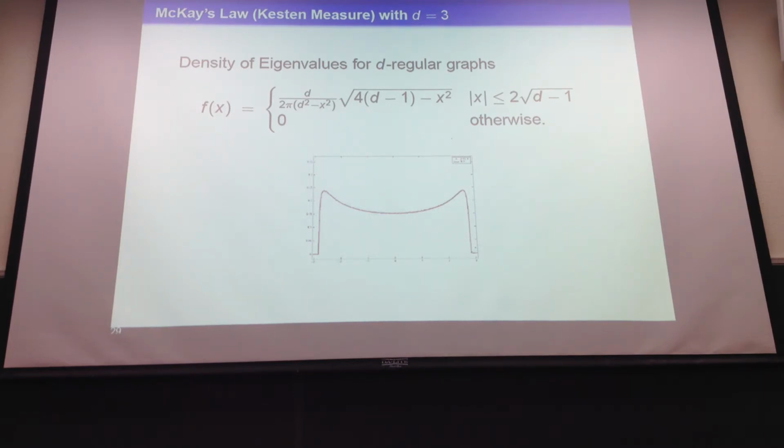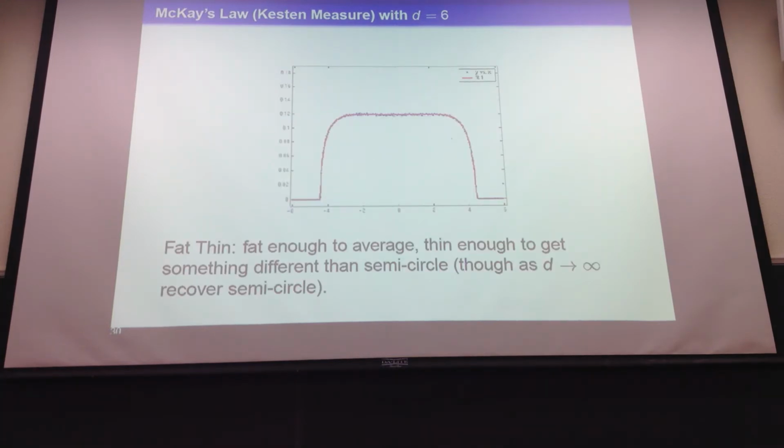It's going to go to the semicircle. And you can see it over here. This factor on the outside becomes essentially d over d squared. And then on the inside, we get 4d minus x squared. And so here is looking at what's going on when d equals 6. And you can see it looks a lot more semicircular. And so as you increase d, very quickly it starts looking like the semicircle.